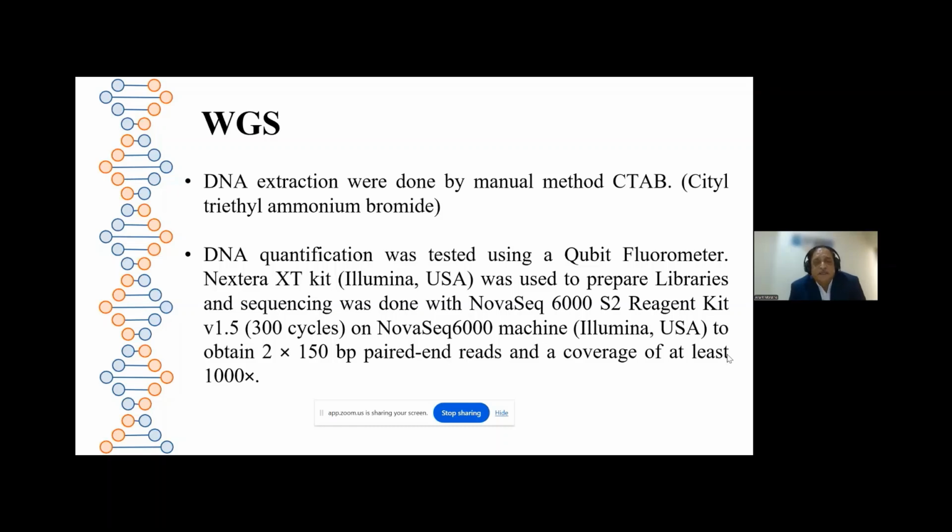For whole genome sequencing, the DNA extraction was done by the manual CTAB method, and DNA quantification was done using a Qubit fluorometer. The Nextera XT kit from Illumina, USA was used to prepare libraries, and sequencing was done with the NovaSeq 6000 S2 reagent kit, 300 cycles, on the NovaSeq 6000 machine from Illumina, USA, to obtain 2 x 150 base pair reads and coverage of at least 1000x.